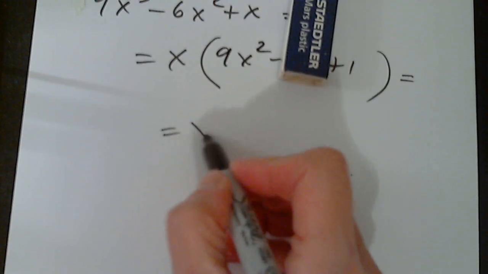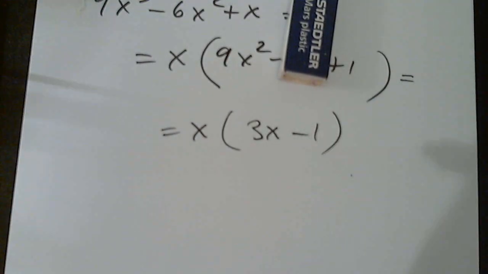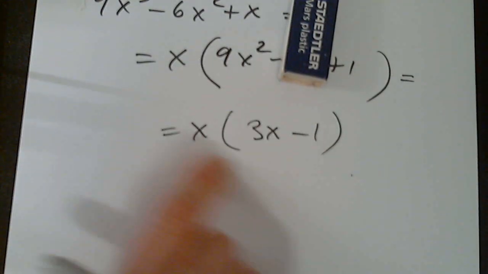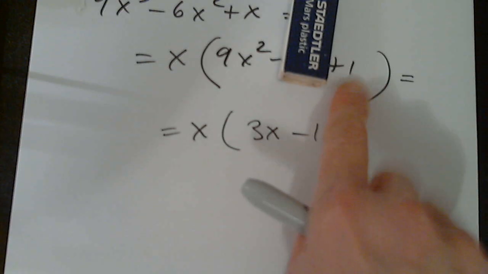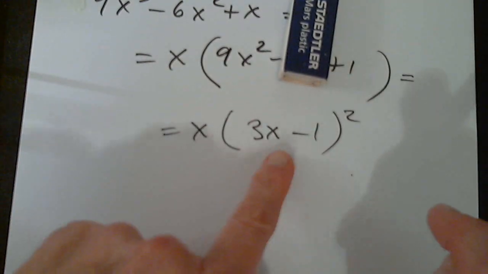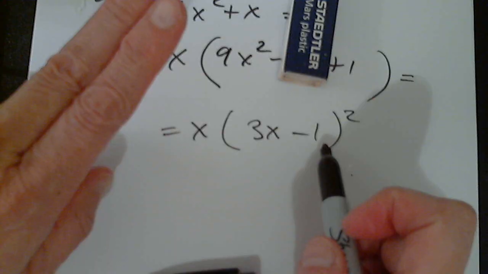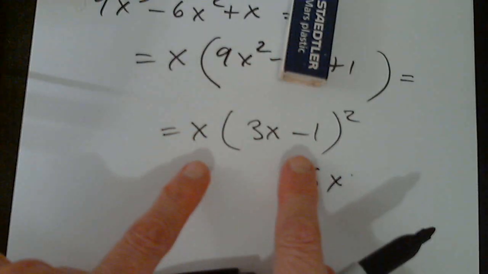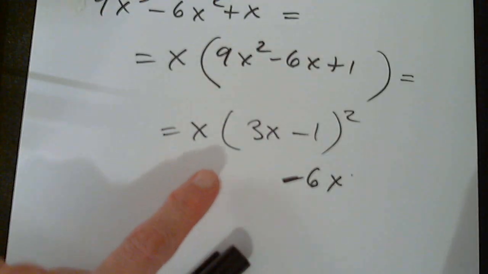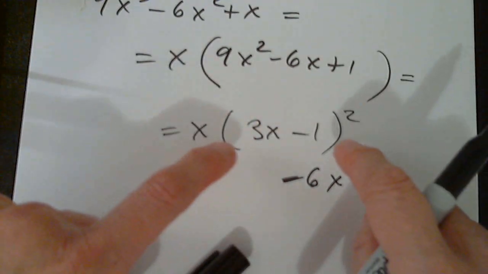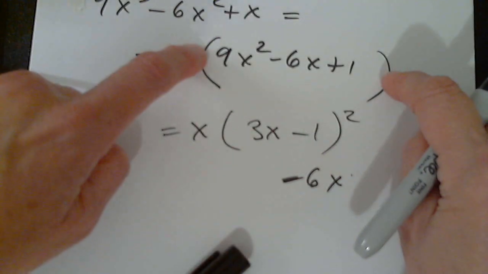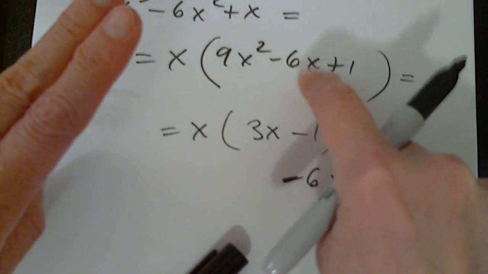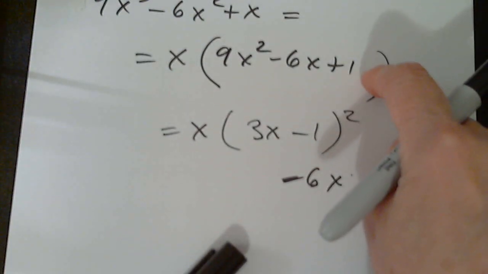Again, I will say, this appears to be 3x minus 1 squared. How come? Well, the 3x squared is 9x squared. The negative 1 squared is positive 1. But the middle term here is 2 times the first times the second. If I don't have negative 6x here, this is incorrect. Oh, I do have negative 6x. So 3x minus 1 squared is indeed this. The first term squared minus 2 times the first times the second plus the second term squared. So this is okay.